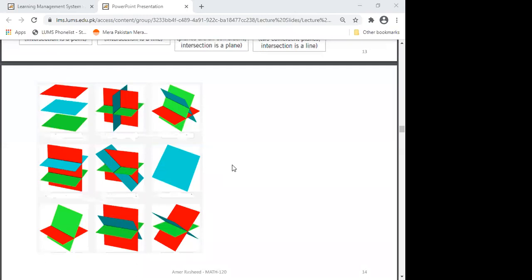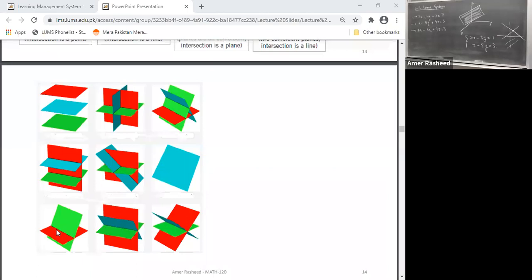Sir, can you explain line 3, case 1 again? Line 3, case 1 is two planes on top of each other, and the third plane is intersecting them. So what is the region of intersection in this case? The common region of intersection. It's a straight line. You got it, yes.